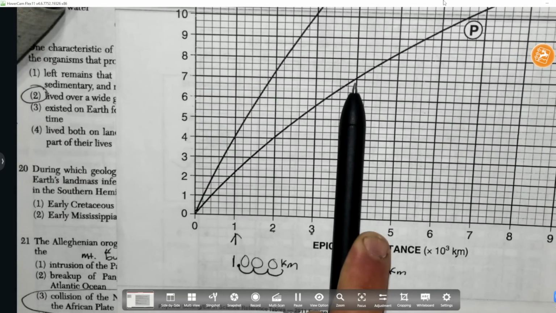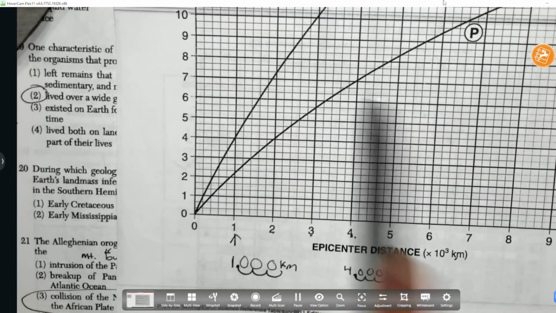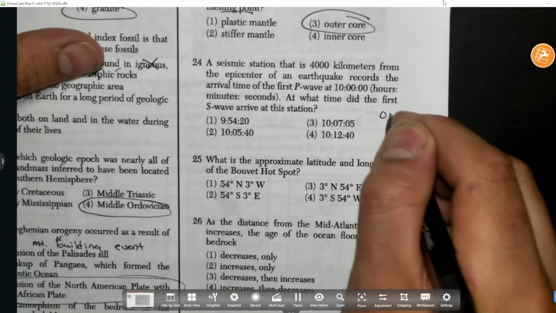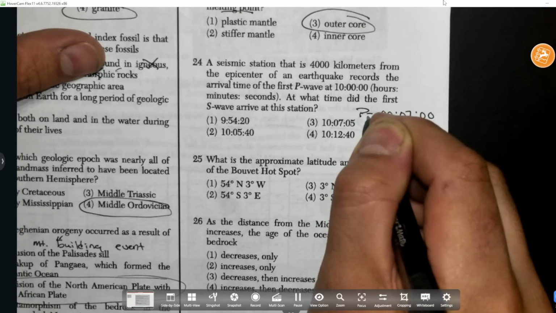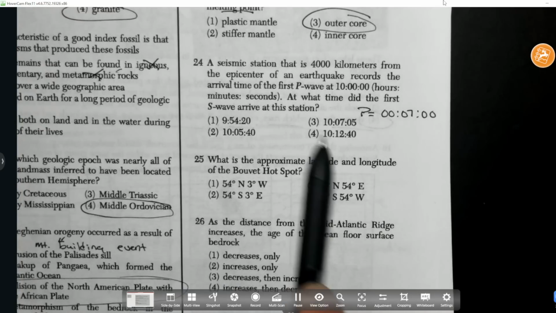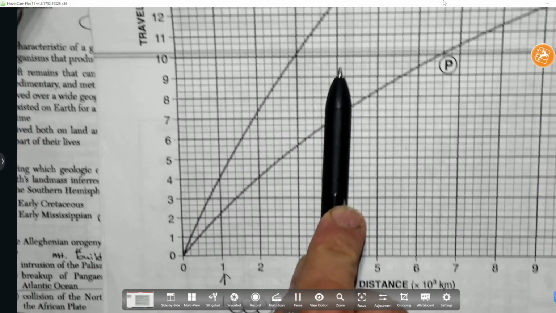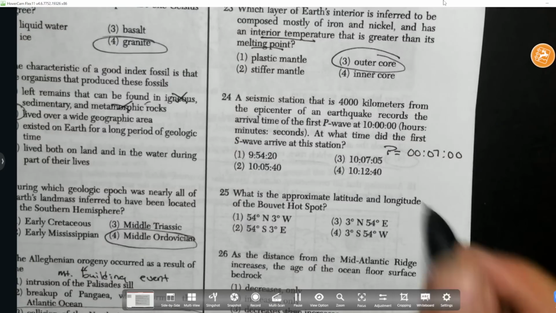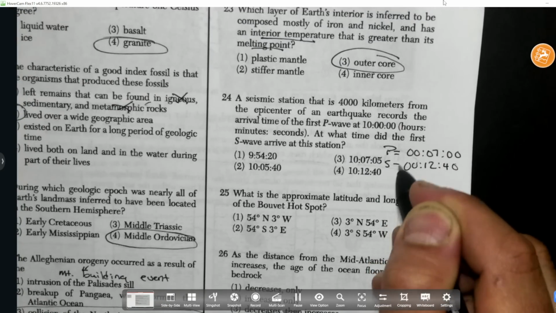We're going to take this up. We're going to bump the P line. The P line is at 00:07:00. Remember, it's always going to be hour, minute, second. And that, once again, is for the P wave. But they're asking us for the S wave. So if we do that again, but we carry up and we hit the S wave, the time is 12:40, or 00:12:40. That's for the S wave.